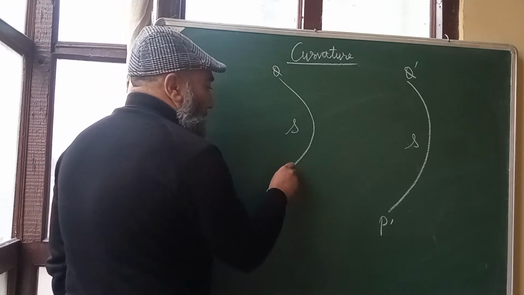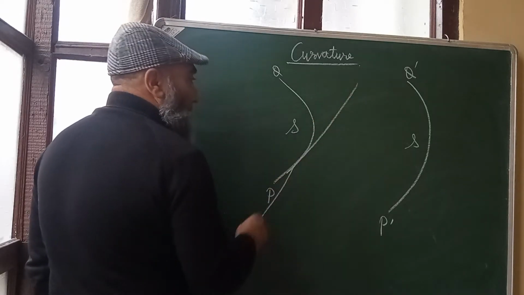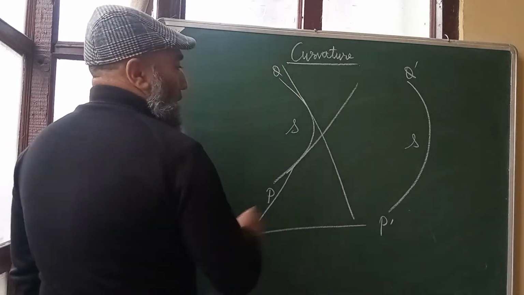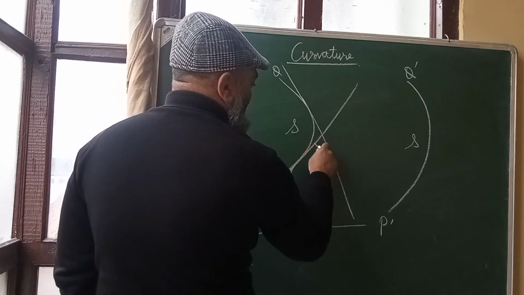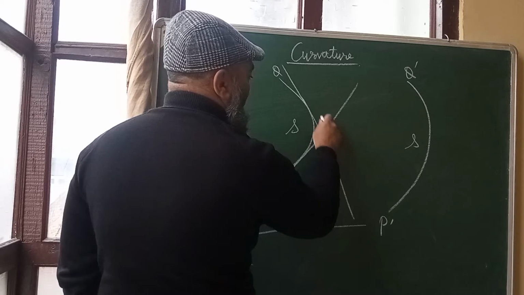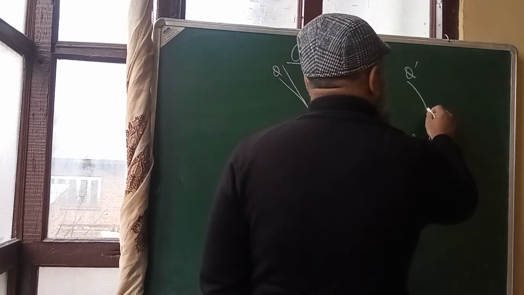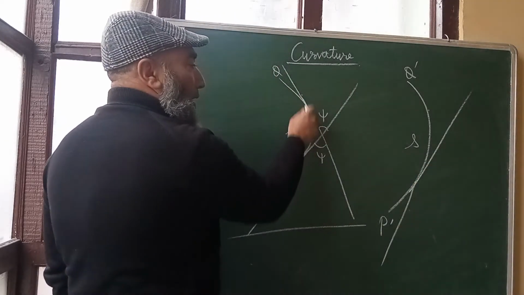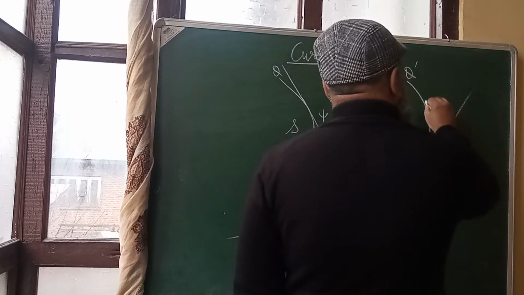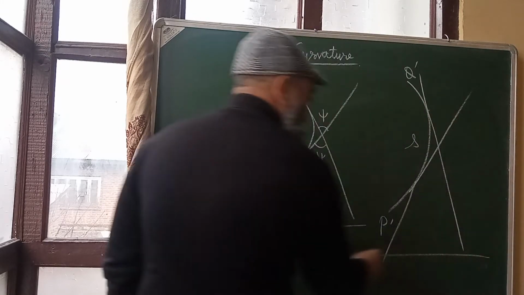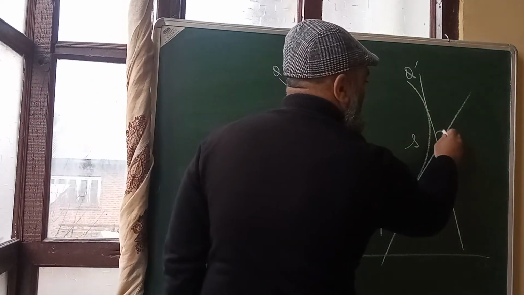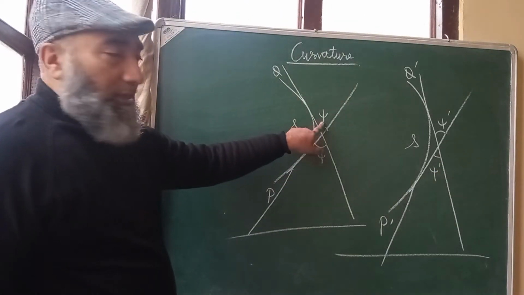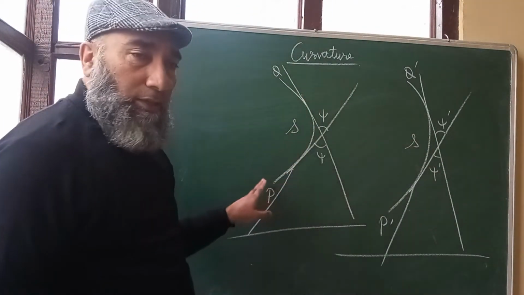Let me draw two tangents. This is one tangent. This is another tangent. Let me suppose that this angle is psi. And again, let me draw two tangents at the same distance, the way these two have been drawn, and let this make an angle psi dash. One can see this psi dash is greater than this psi, although the length of the arc is the same.